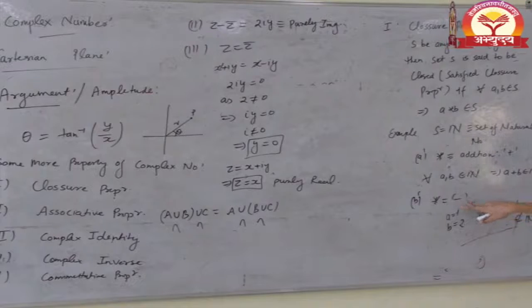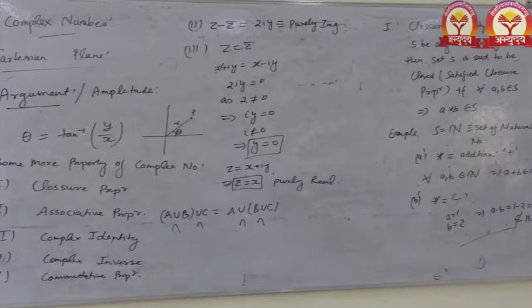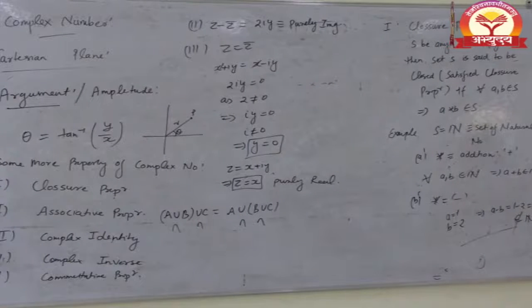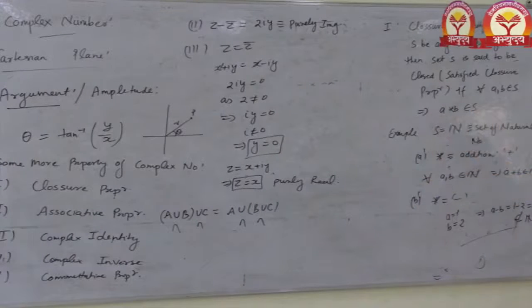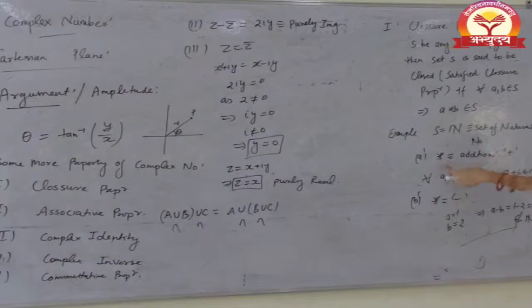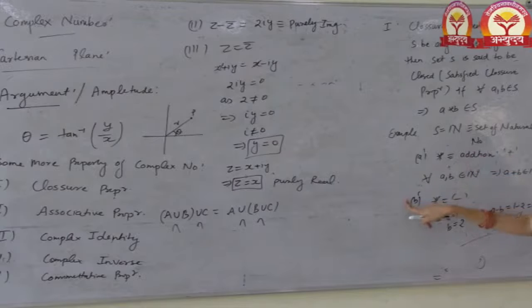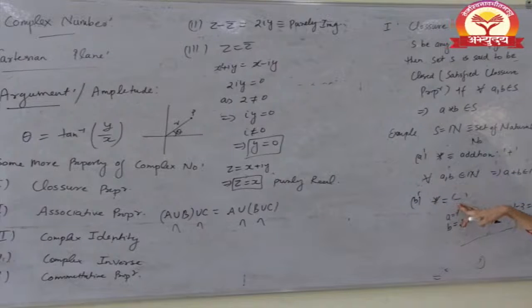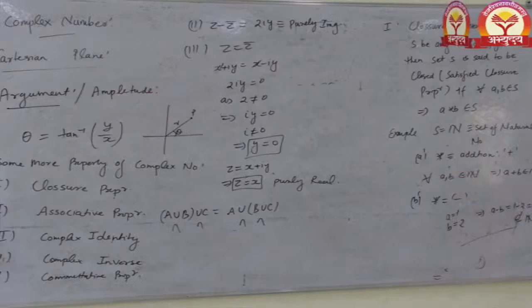Difference is also a complex number. That means the complex number set is closed here. Now the next property is what? Associative property. So here we can write: complex number is closed with respect to addition. Complex number is closed with respect to subtraction also. Just addition and subtraction we have to see here.